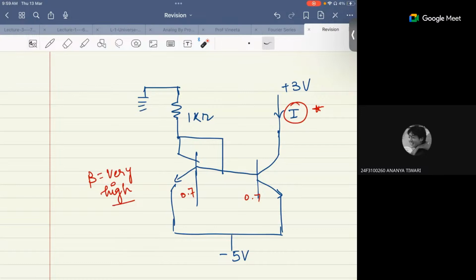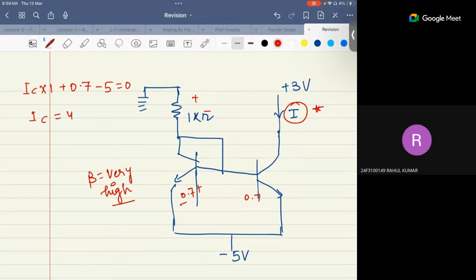Anyone is having any doubt in this? Can somebody write the equation itself? Plus minus IC times 1 plus 0.7, this plus minus, right? Minus 5 equals 0. So IC equals 4.3. And IC you know, then this current is.